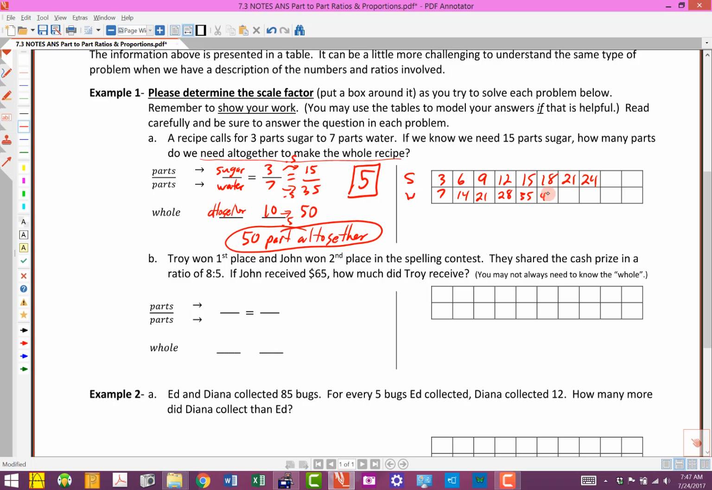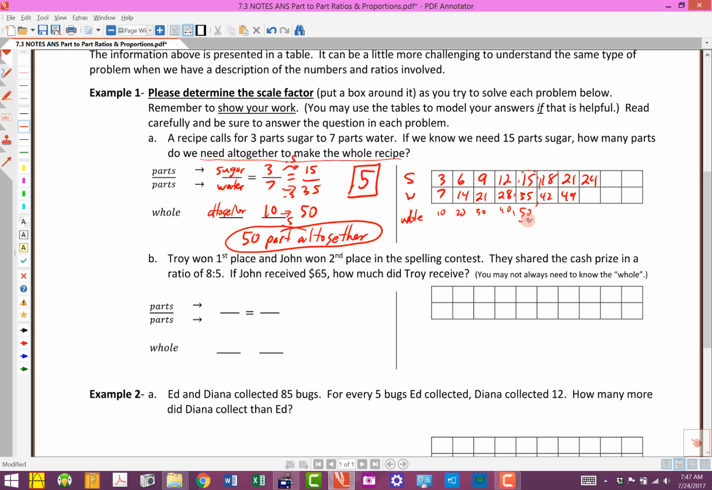35, 42, 49. And then if we added those together to figure out what the whole was, this is only 10, this is 20, this is 30. Look at that nice pattern right there. This is 40, and this is 50. This right here is where our answer comes in. So there's the 15 parts of sugar, there's the 35 parts of water, and then there's the 50 parts altogether.